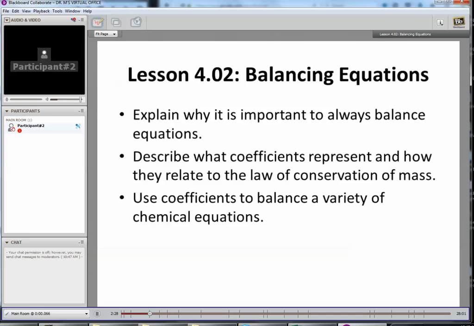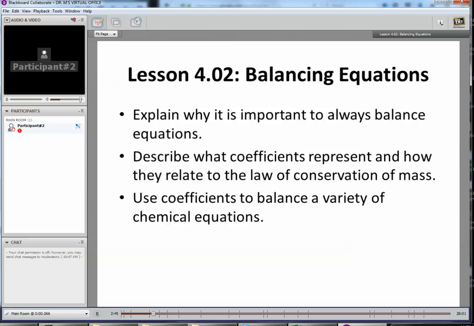So for lesson 4.02 in balancing equations, one of the things we want to focus in on is explaining why it's important to always balance equations. Remember, we are paying attention to the law of conservation of mass. All right, remember, matter can neither be created nor destroyed. It can only change forms.